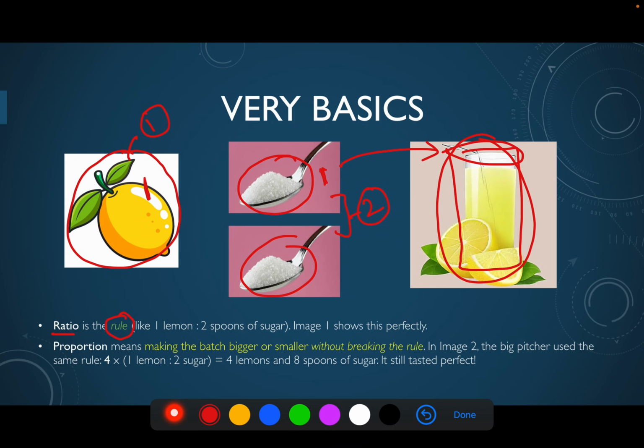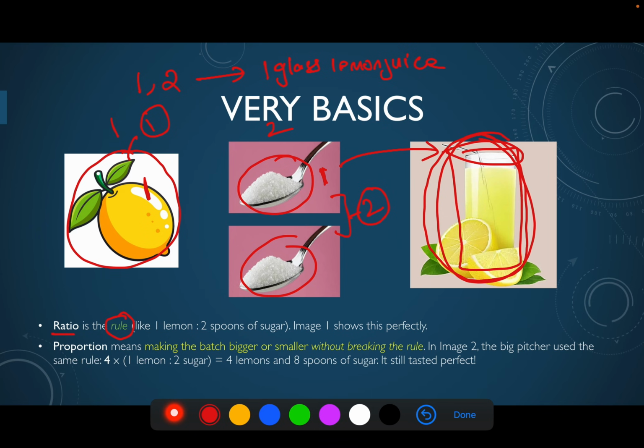What does it mean? It means that for every one glass of lemon juice, you need 1 lemon and 2 spoons of sugar. Here we can understand that 1 lemon and 2 spoons of sugar is equal to 1 glass of lemon juice.